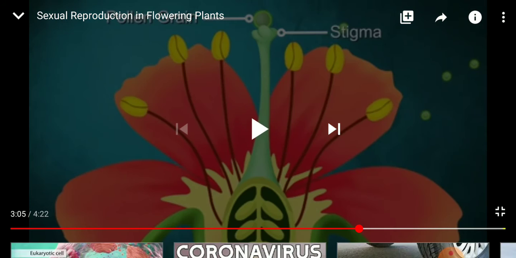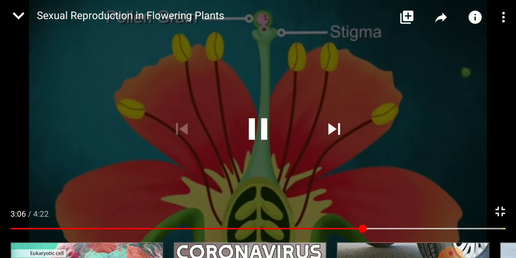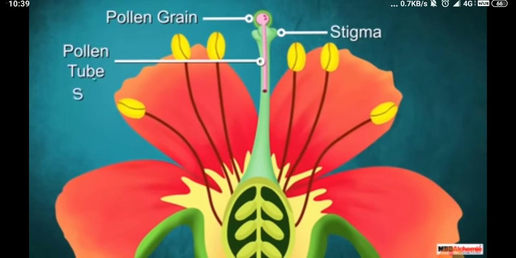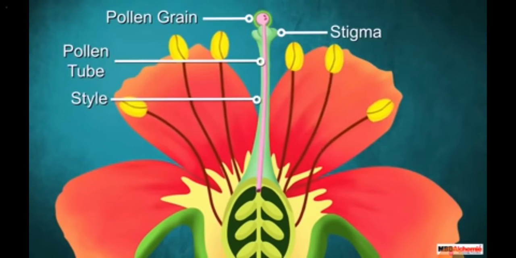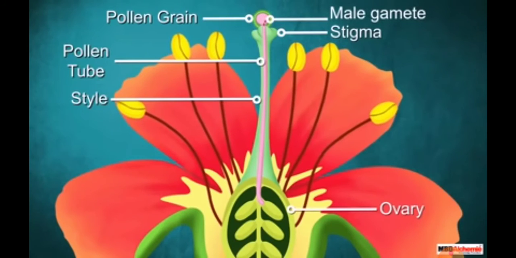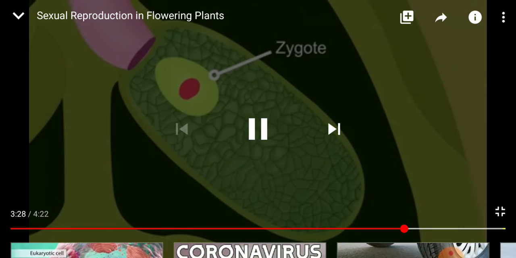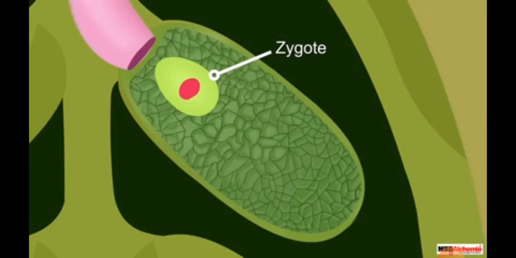Now you can see in pollination that the pollen grain comes onto the stigma. You can see here in this animation, then it will enter inside the style. Style is the female part of the flower. Now you can see that it will go inside the ovary. Inside the ovary the female gamete is there, and when the pollen grain, the male gamete, and the female gamete fuse together, a zygote is formed.